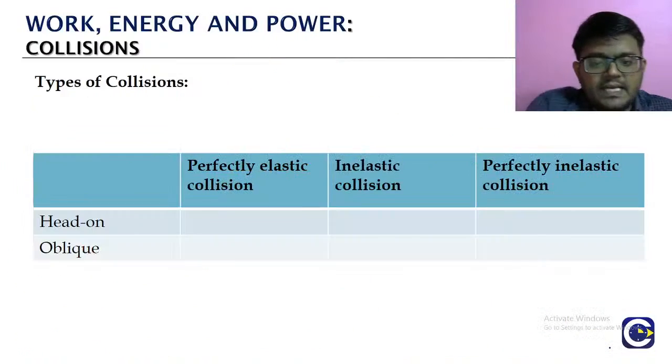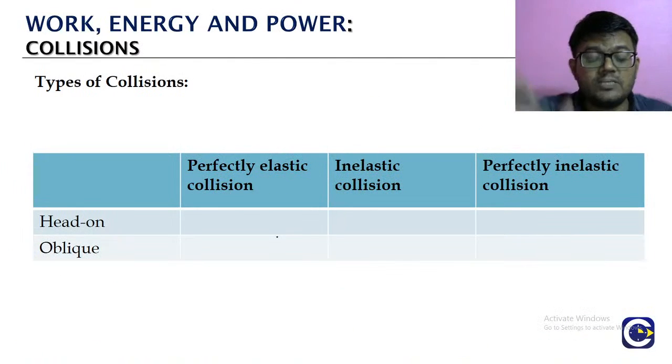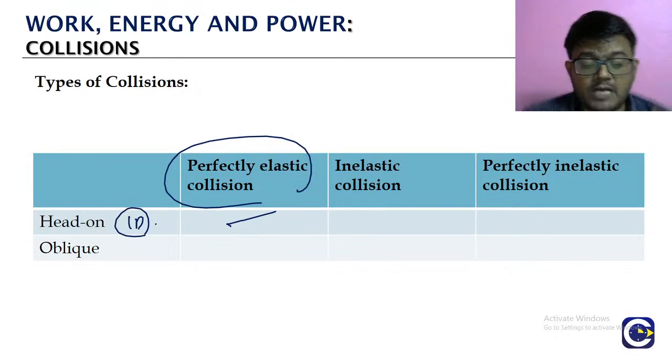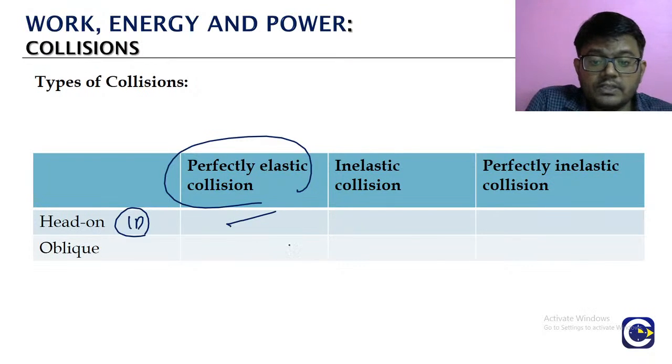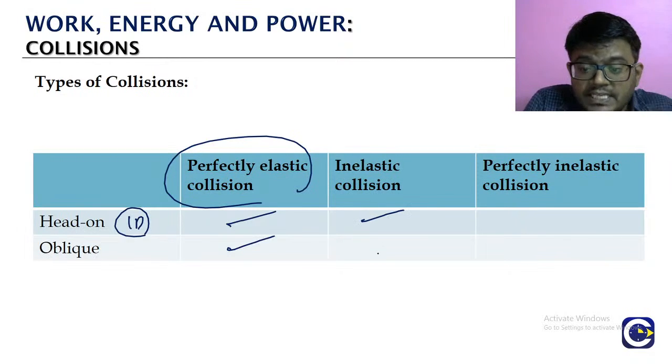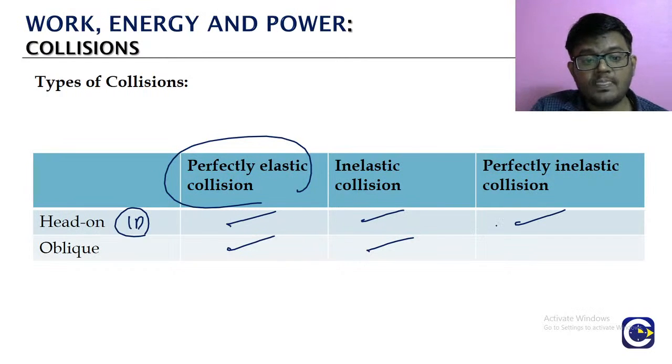So for the classification, we can look at the arrangements. We can have a perfectly elastic collision in the head on type. Head on means one dimension. Or we can also have a perfectly elastic collision in the oblique manner. We can have an inelastic collision in 1D, and an inelastic collision in the oblique manner. We can have a perfectly inelastic collision in 1D, and a perfectly inelastic collision in the oblique manner. So totally 6 arrangements we can get.